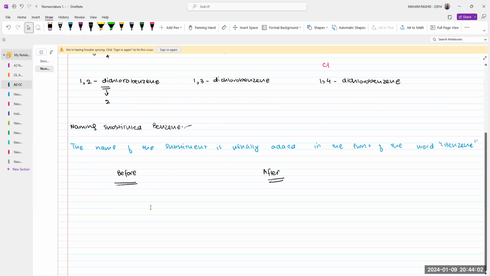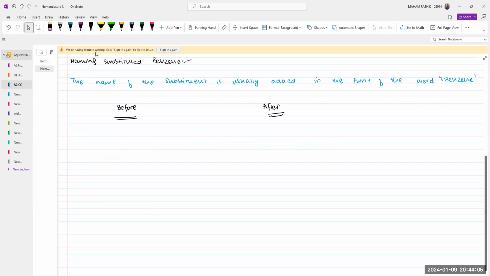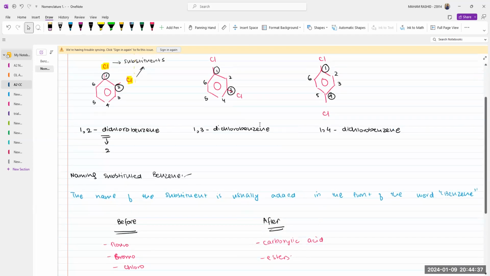Now, the ones that come before are very usual and they usually occur. The after ones are just two, that's carboxylic acid and esters. And before are fluoro, bromo, chloro, iodo, nitro, and methyl. Now let's discuss what this actually means.